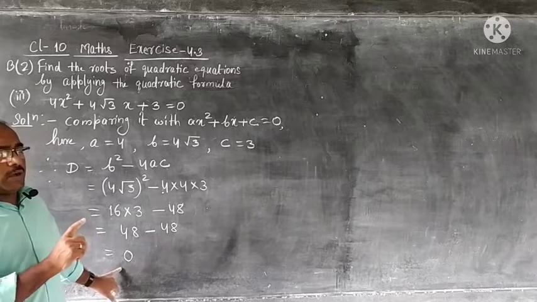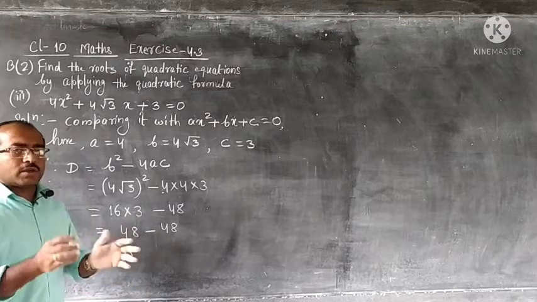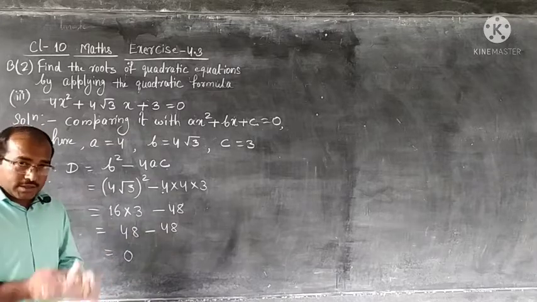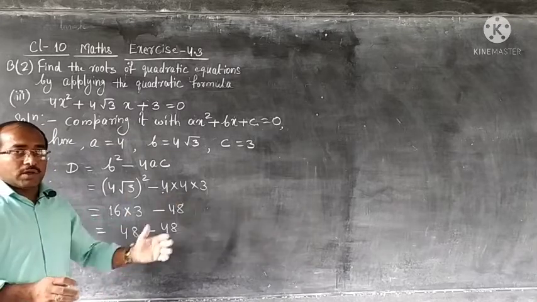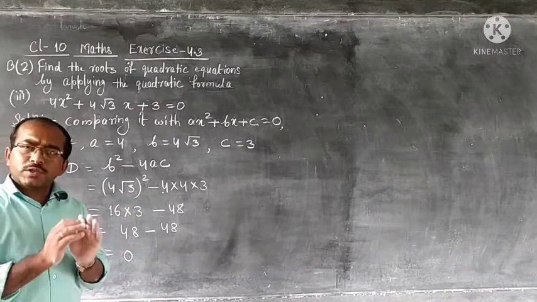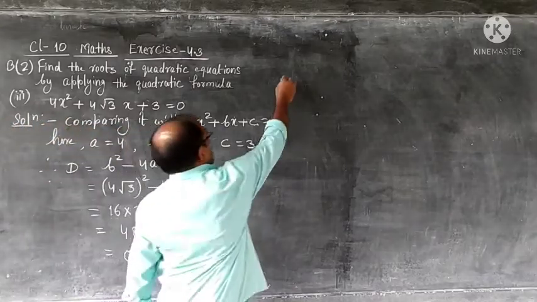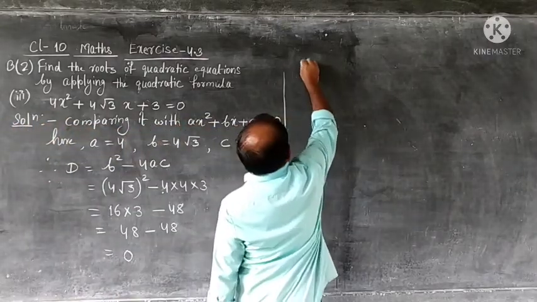Greater than 0, when it was positive value, the roots were real and unequal. That means in both conditions roots are real, roots exist. So, we will find the roots. If it comes negative, the quadratic equation does not have the root. Anyway, somewhere we will meet that condition also. Let us continue with this by quadratic formula.